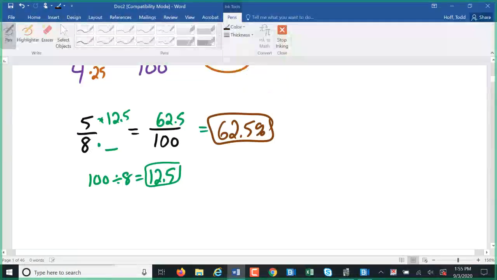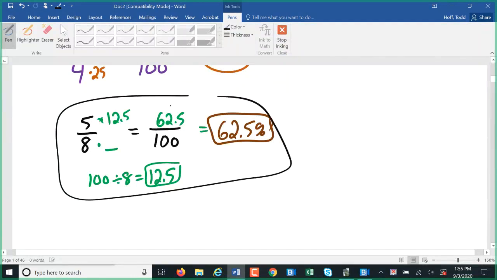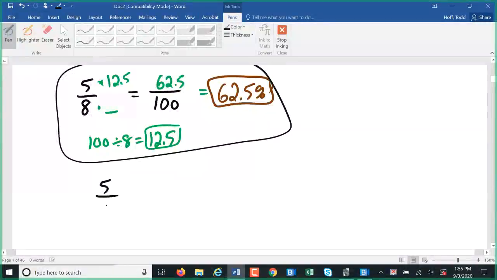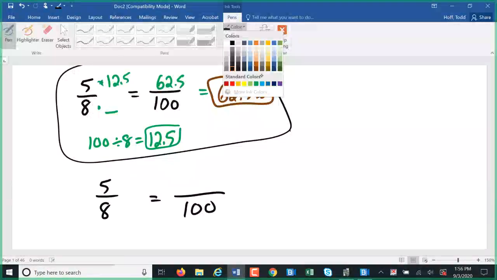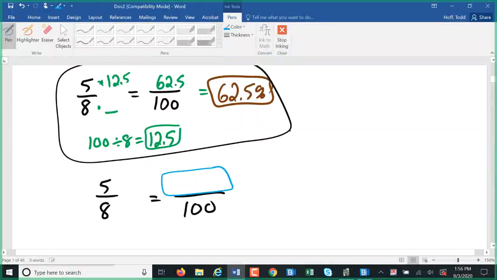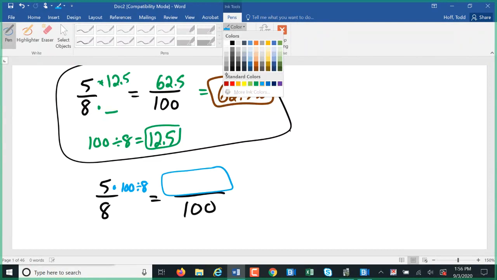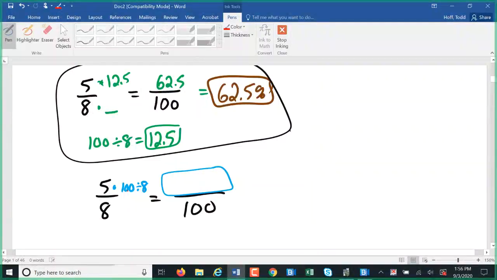Now, there's a shortcut that came out of this. To fill in the number that's in the numerator up here, we took 5 and we multiplied it by that 100 divided by 8. Well, and we've done other things where we've fudged the order of operations. I can take those parentheses out and just do it like that. 5 times 100 is 500, divided by 8 is the 62.5.